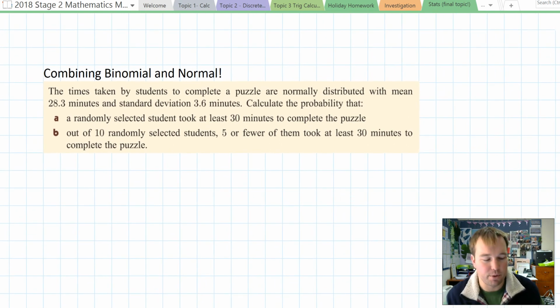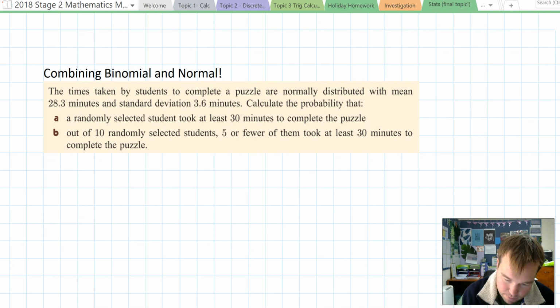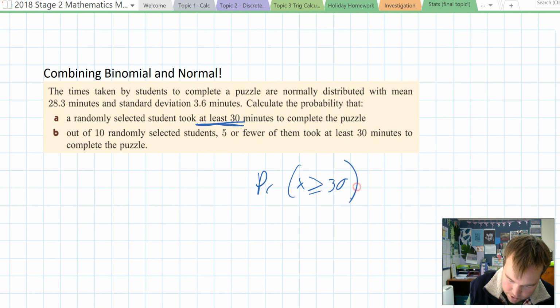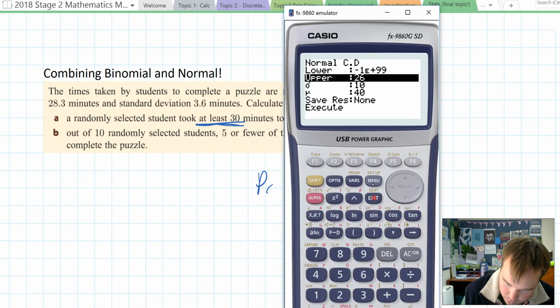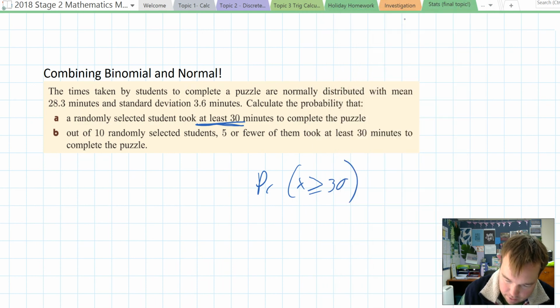The time taken by students to complete the puzzle is normally distributed. A randomly selected student took 30 minutes to complete the puzzle. Calculate the probability the randomly selected student took at least 30 minutes to complete the puzzle. Alright, here we're asked for at least being the keyword, at least 30 minutes to complete the puzzle. So we're looking for the probability that x is greater than or equal to 30.